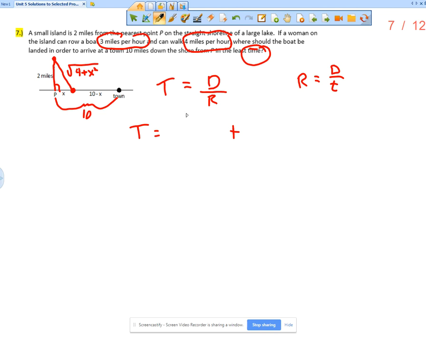So what is the time spent rowing? It's going to be the distance rowing, which is the square root of 4 plus x squared, divided by the rate at which she can row, which is 3 miles per hour. So this is really 1/3 times the square root of 4 plus x squared. Then plus the time spent walking. We take the distance spent walking, which is 10 minus x miles, divided by the rate at which she can walk, which is 4. So really, this is 1/4 times the quantity 10 minus x, or you could say 10/4 minus 1/4 x. And now this is the function for time that we wish to minimize. Least time.